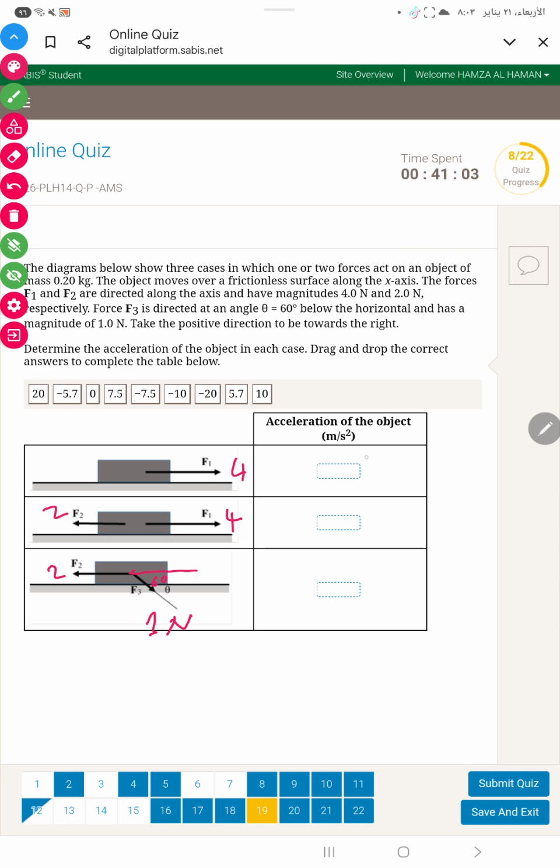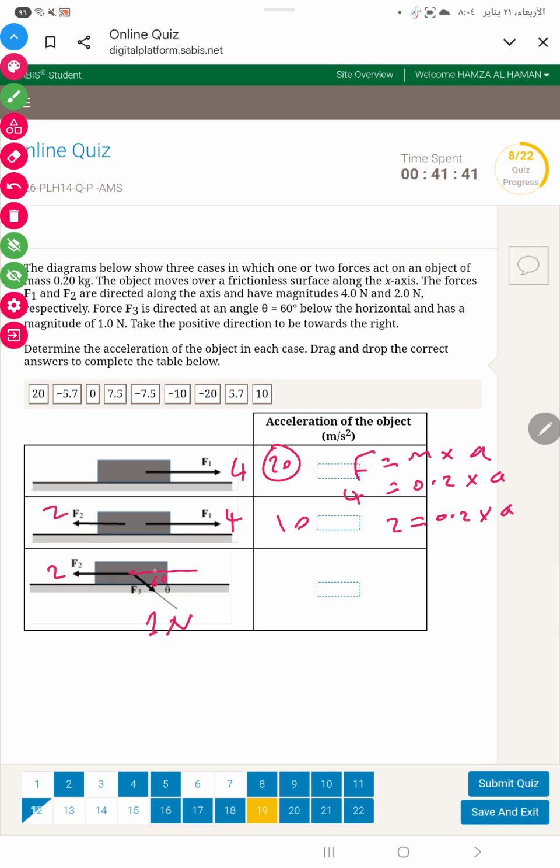First case is very easy. Force is equal to mass times acceleration. F1 is given as 4. The mass is 0.20 for all of them. 0.20 times acceleration. So acceleration will be 4 divided by 0.20, which is 20. So here 20 meters per second squared. For the second one, resultant force is 2. So 2 is equal to mass 0.20 times acceleration. 2 divided by 0.2 is 10, so here it's 10.